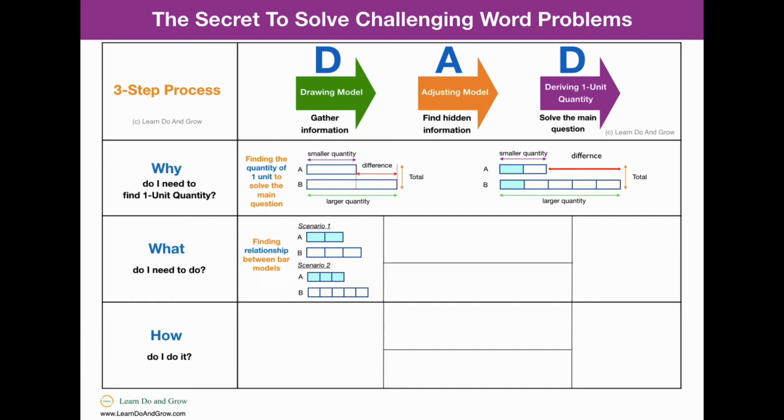What I mean is, in scenario 1, this is the bar model. In scenario 2, this is the bar model. How do they relate to each other? The moment you can find that relationship, that is the time you can break the complex model into simple models, which later on I'm going to show you.